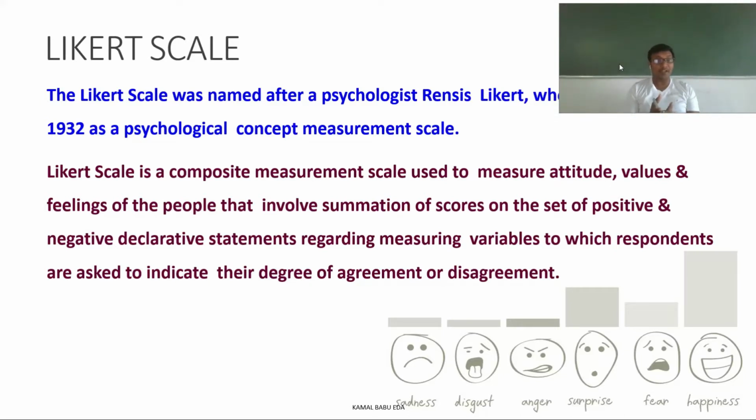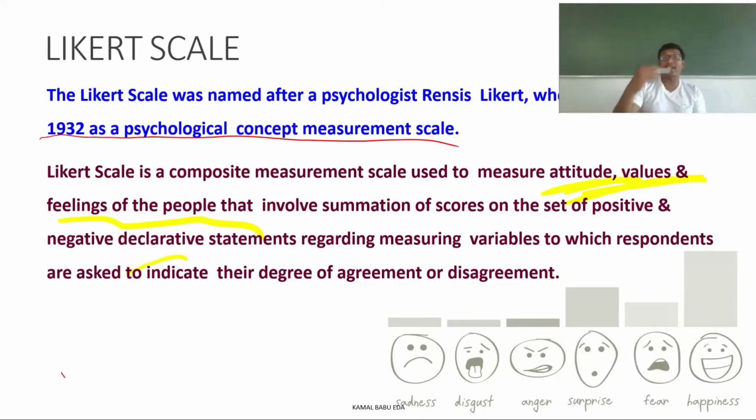In this assessment of attitude, we are mainly checking the LIKERT scale, and also we will check the SEMANTIC scale. Coming to the LIKERT scale, it was named after the psychologist LIKERT, who developed this scale in the year 1932 as a psychological concept measurement scale. It is mainly used to measure attitude, values and feelings of people, that involve summation of scores on a set of positive and negative declarative statements regarding the variables, in which respondents are asked to indicate their degree of agreement or disagreement.